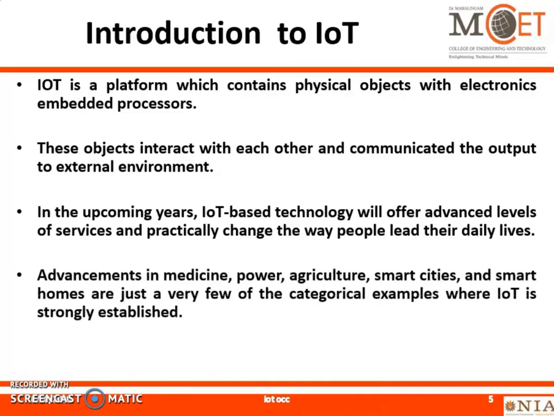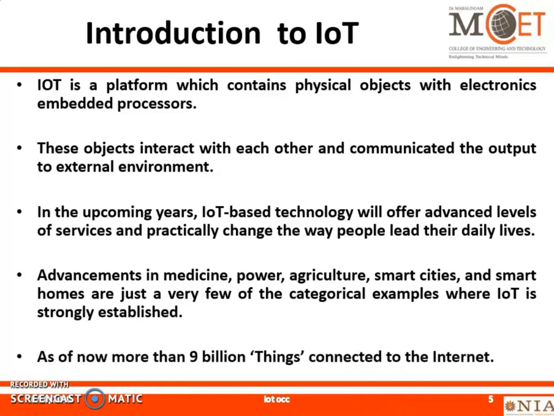So the applications of IoT are established in many fields: medicine, power, agriculture, smart cities and smart homes, everywhere. Now the IoT has been established. And as of now, more than 9 billion things are connected to the Internet. Billion things in the sense that they are electronic devices that are connected to the Internet. As per survey, it is 9 billion.